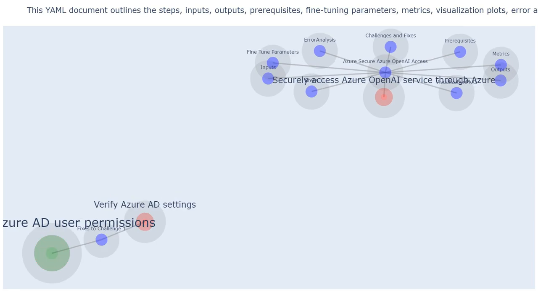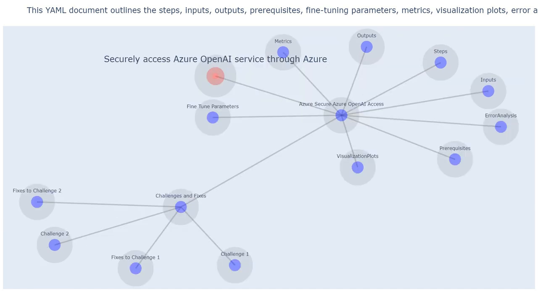Ensure that the Azure AD user account attempting to access the Azure OpenAI service has the appropriate permissions assigned to it. This may involve assigning the user to specific roles or groups within Azure AD, granting them access to the Azure OpenAI service resources. Challenge 2.